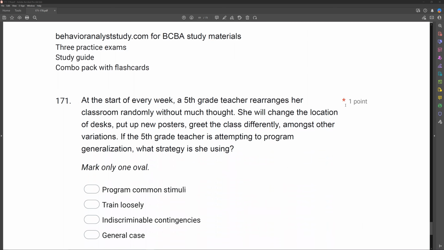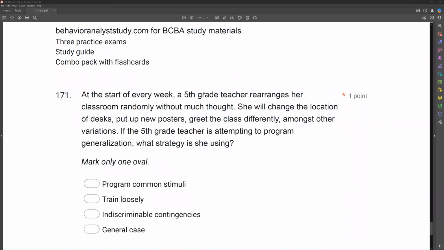Let's get going. 171. At the start of every week, a fifth grade teacher rearranges her classroom randomly without much thought. She will change the location of desks, put up new posters, greet the class differently, amongst other variations. If the fifth grade teacher is attempting to program generalization, what strategy is she using?